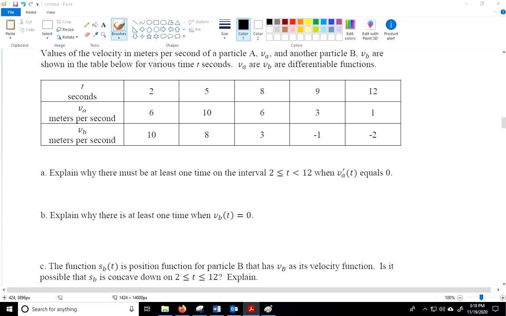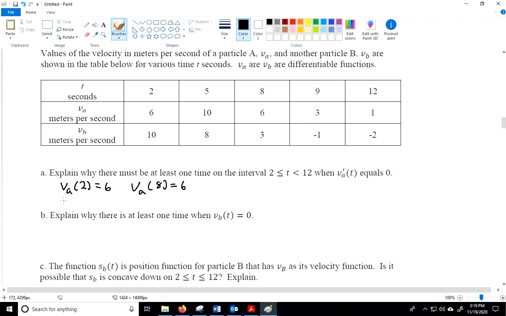All right, so explain why there must be at least one time on the interval from t of 2 to 12 where v prime of A of t equals 0. Well, let's see here. At least one time. V sub A of 2 is equal to 6. And V sub A of 8 is also equal to 6.